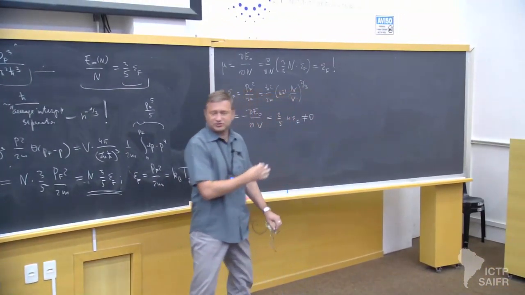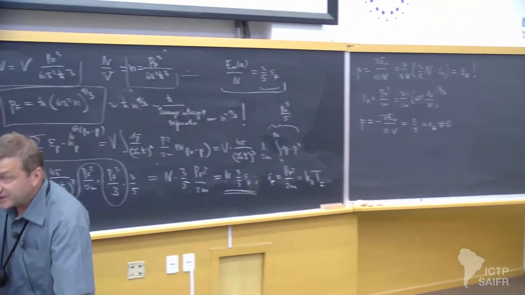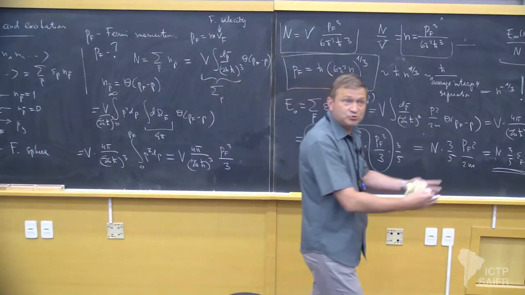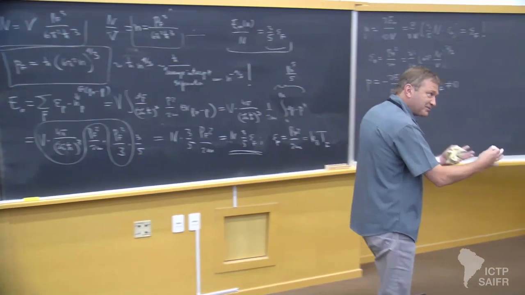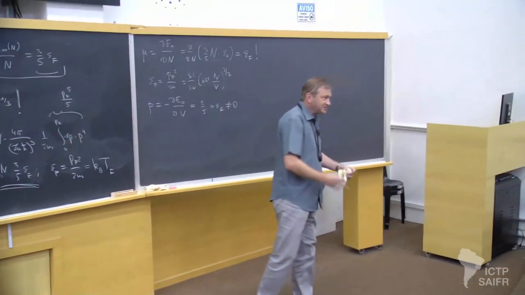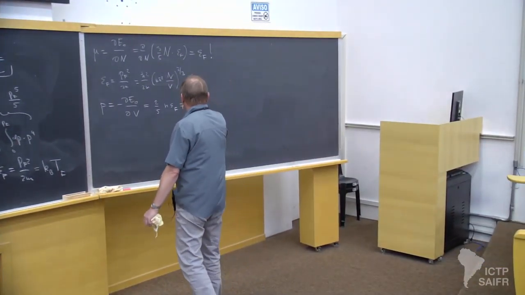And this is, of course, a non-zero value, and actually a very big one, and this is neutron stars. They are kept stable against a gravitational collapse. It's exactly this pressure that keeps things stable.